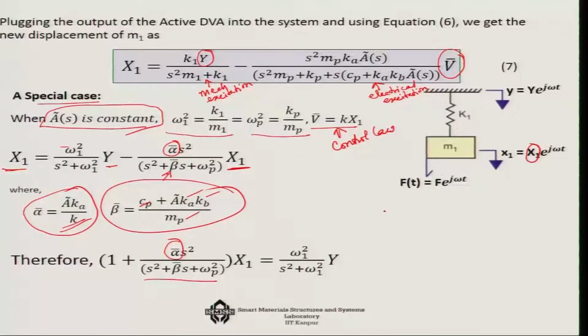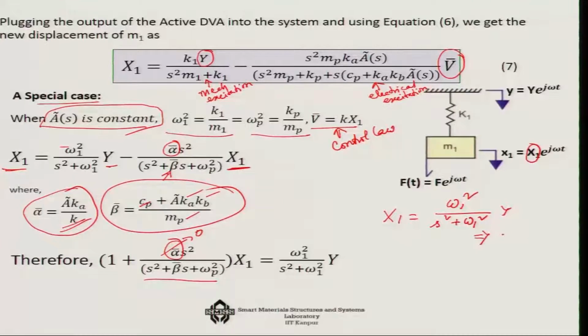So, then what would have happened? Your x1 then would have been simply omega, in the case when alpha bar is 0, omega 1 square over s square plus omega 1 square y. Now, that is the classical case of an undamped system. In fact, this system has two roots, right.